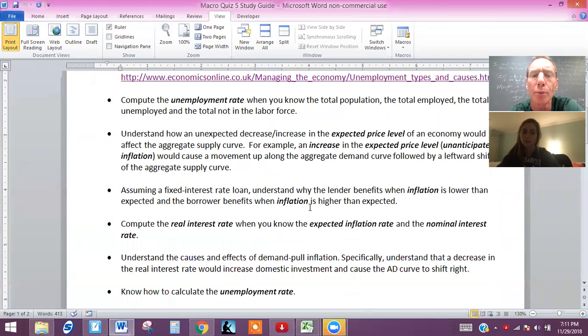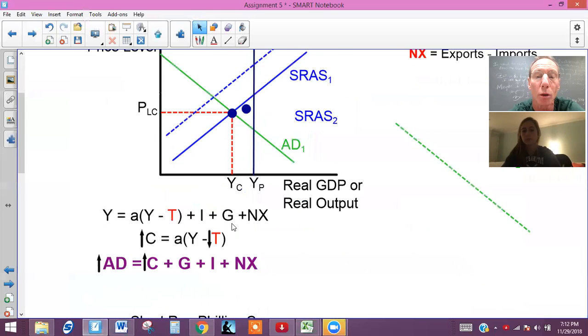Now we did a problem with this. This is really simple, just the idea that because of inflation, if it doesn't do what is expected, then it can either benefit the lender or the borrower.